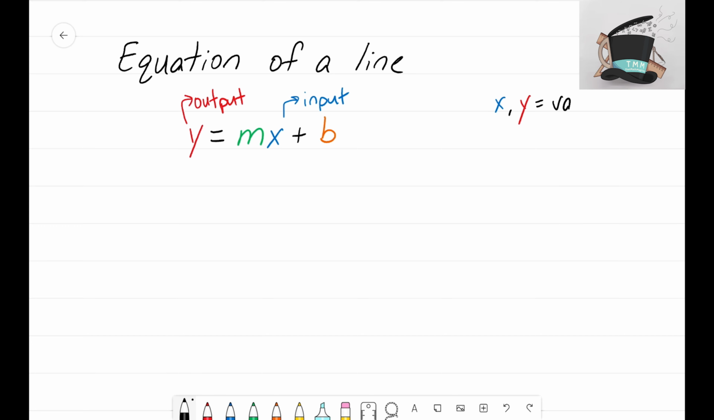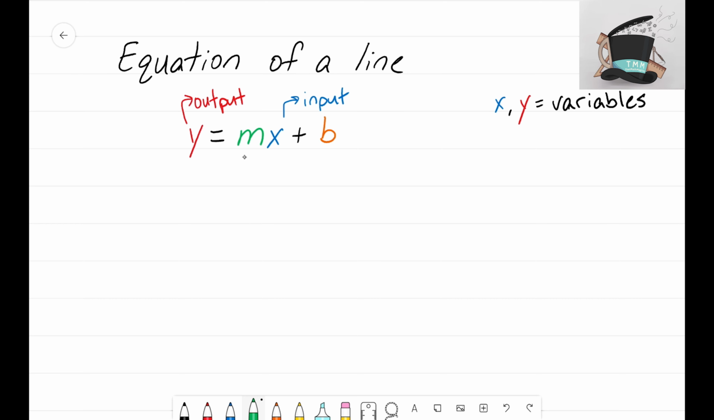We call them variables because they vary. Those numbers are always changing. We're always dropping in a new input to see what our output is. So those are variables. Now we have two new letters that we want to define, and we want to make sure that we understand what m and what b both do to this equation.